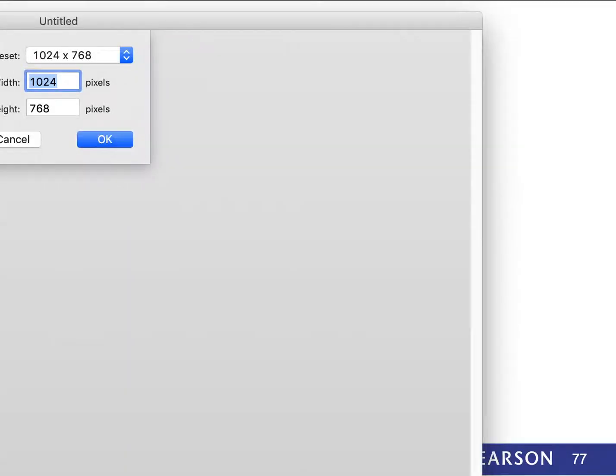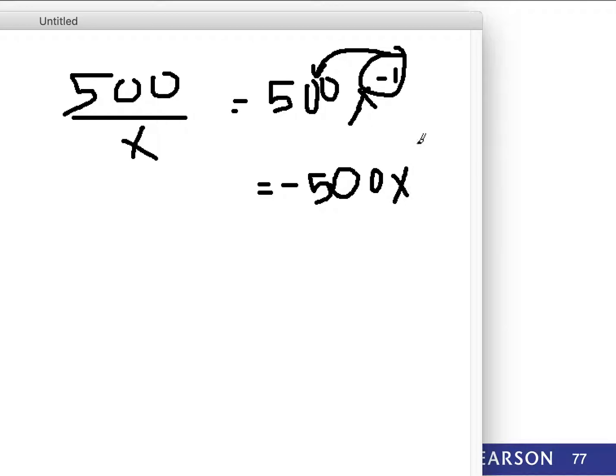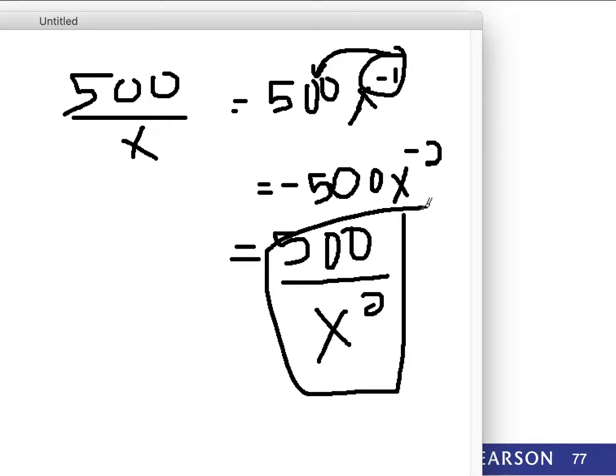So if I'm trying to differentiate that, if I want to avoid that nice quotient rule, I can take 500 over x, and I can make that 500 times x to the negative 1. Then I can use my power rule and take the negative 1 to the front, and that gives me negative 500. Then I'm going to subtract 1. Negative 1 minus 1 is negative 2. So to get that back in a fractional form, because we never want to have negative exponents, that would be 500 over x squared. And there is my full derivative.